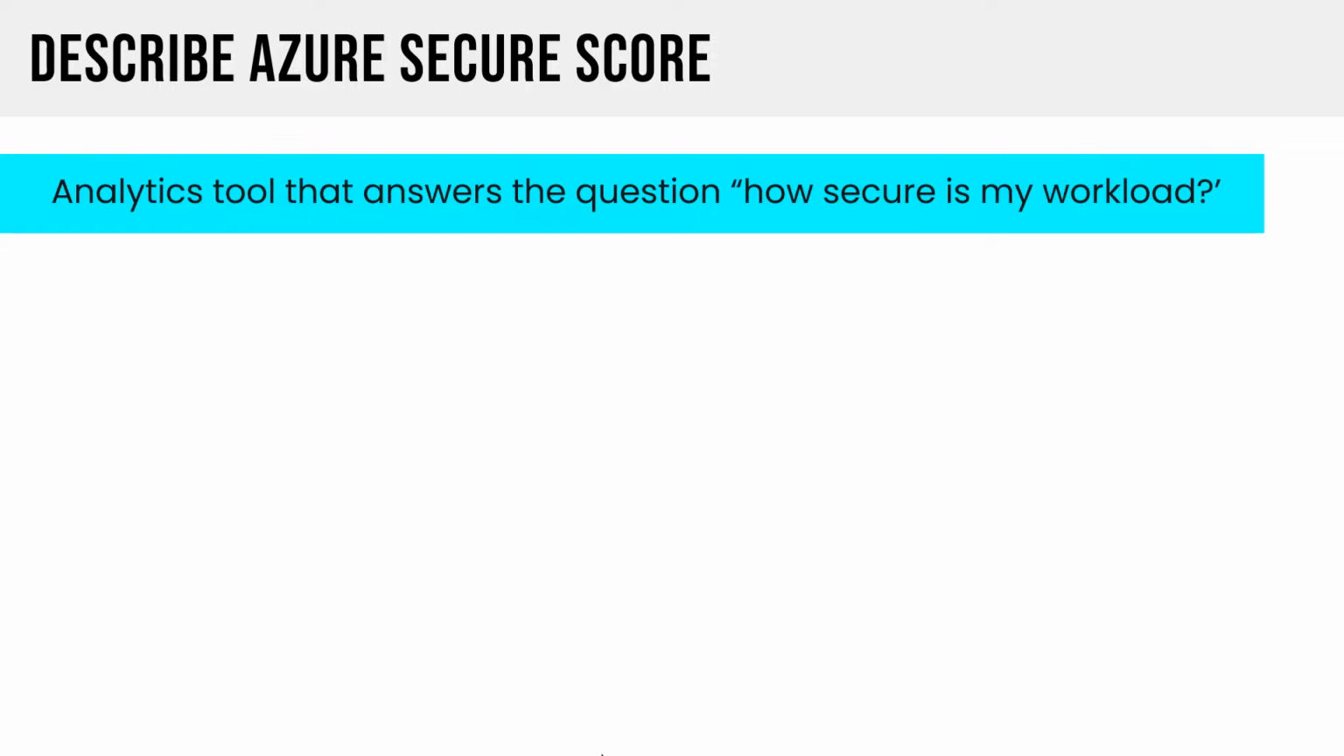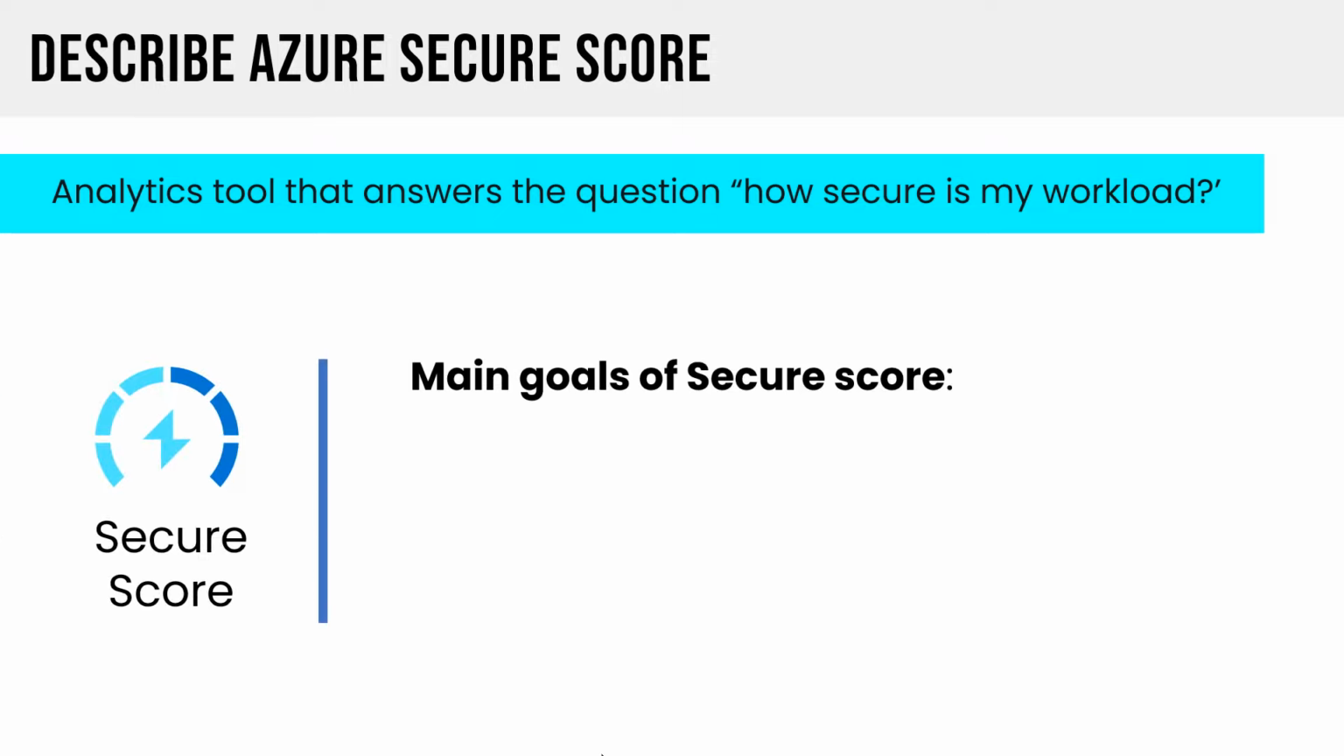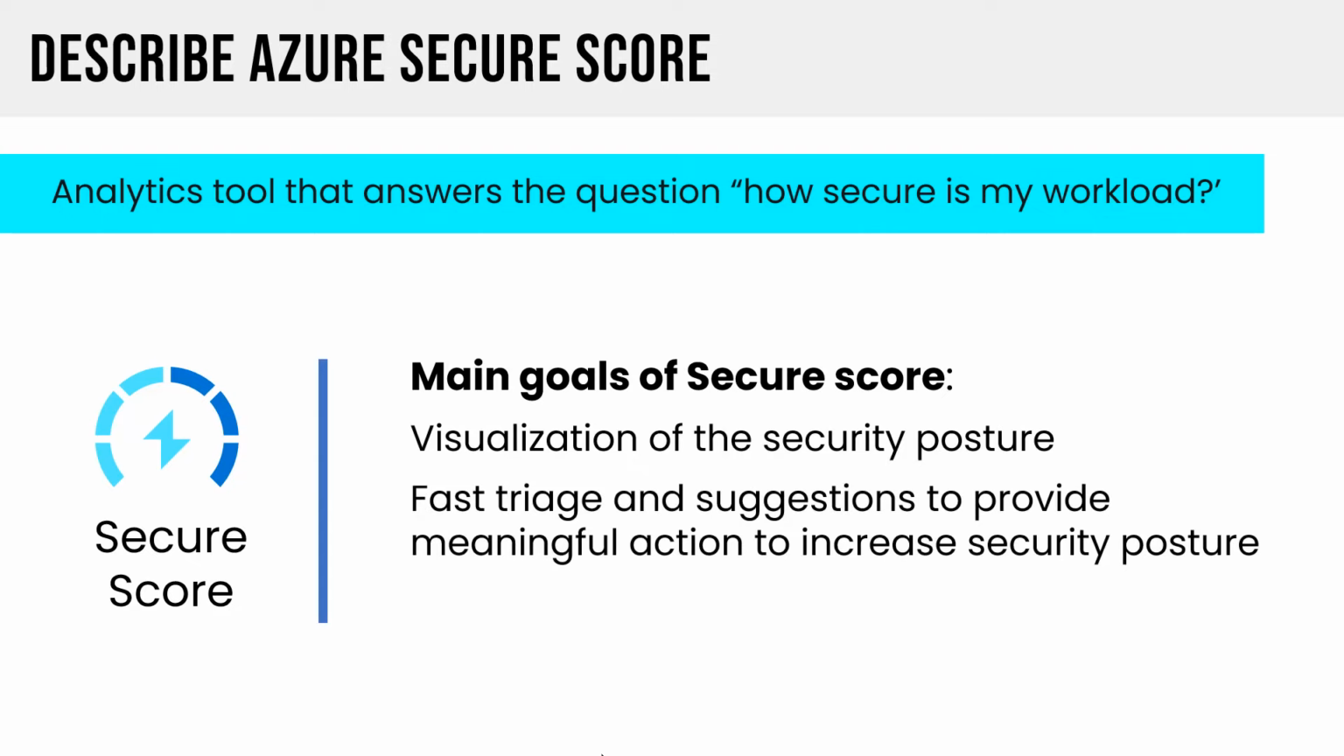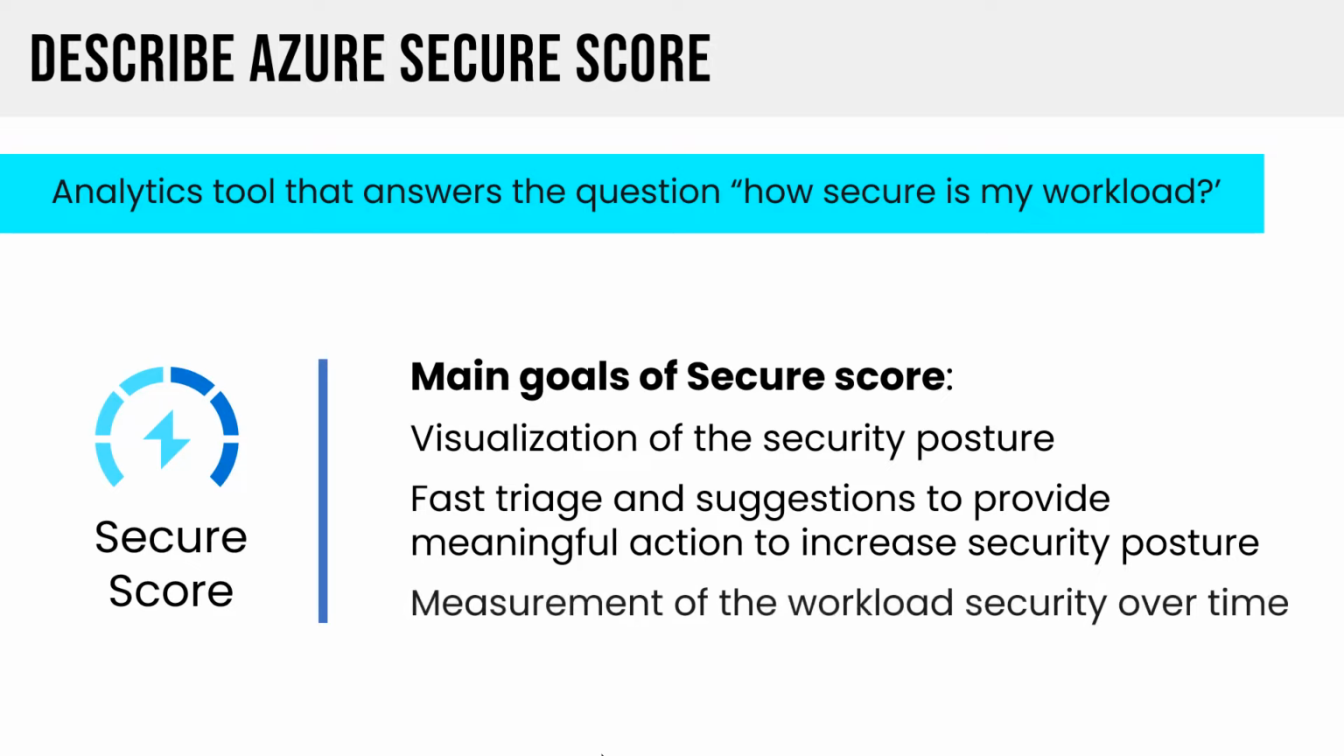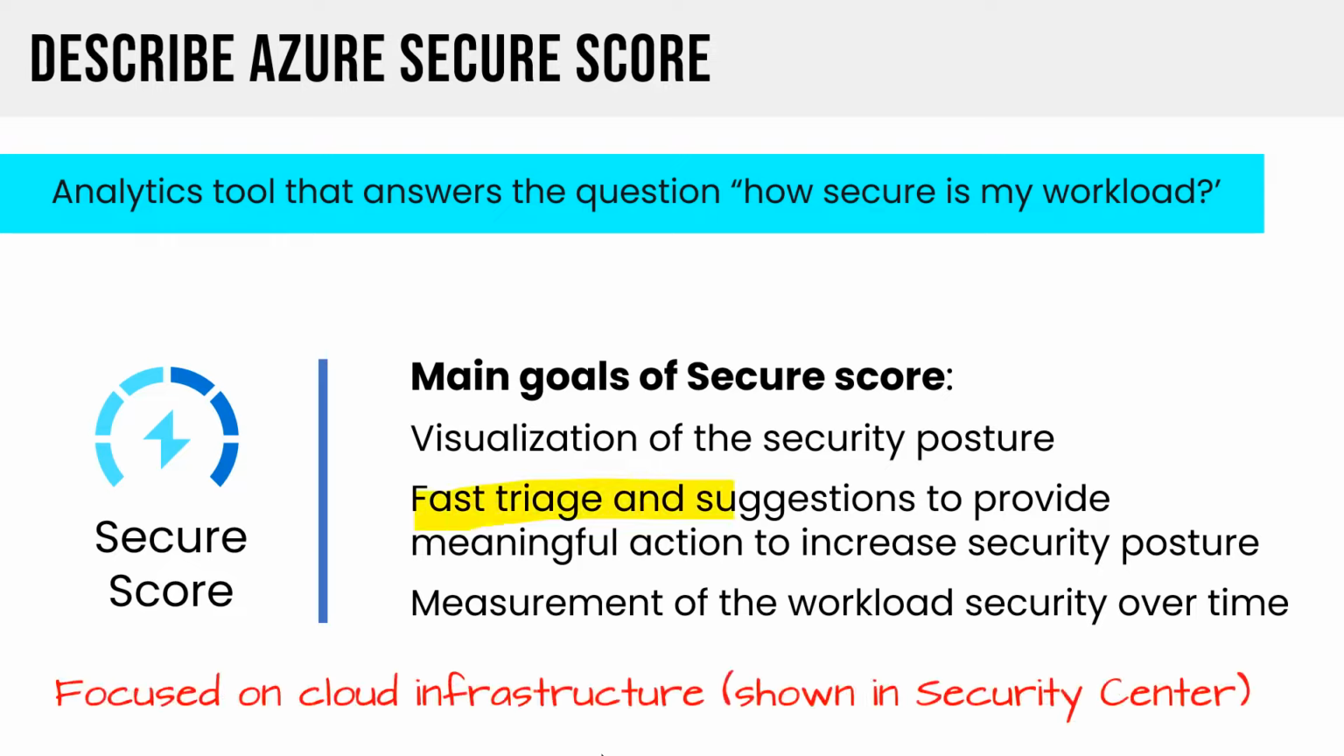Let's talk about Azure Secure Score, which is an analytics tool that answers the question, how secure is my workload? The main goals of Secure Score are visualization of your security posture, giving you some sort of red, yellow, green visualization of your current state; fast triage and suggestions that give you meaningful ways to take action to improve your posture; and then measurement of that workload security over time. It's really focused on cloud infrastructure, what we see in Azure Security Center.